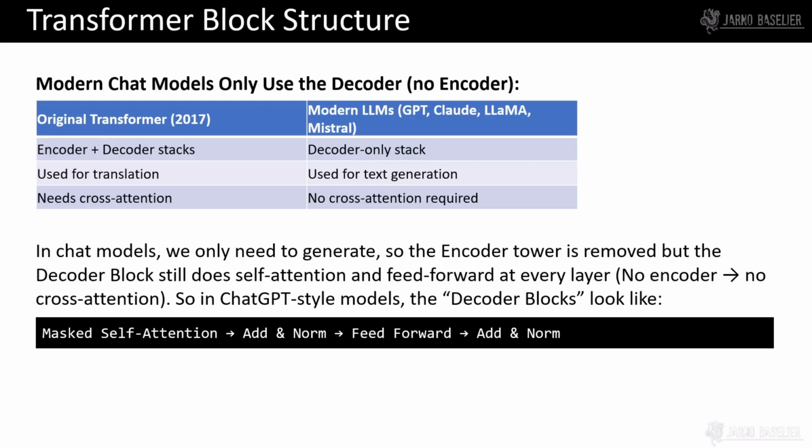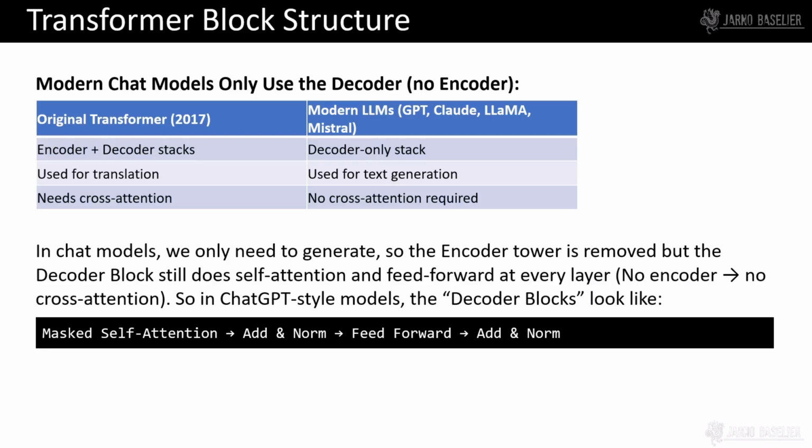Modern chat models only use the decoder blocks and no encoder blocks. So the original transformer in 2017 had encoder and decoder stacks, and modern large language models like GPT, Claude, Llama and Mistral have a decoder-only stack. If it's used for translation, we still have an encoder and a decoder stack. But if it is just being used for LLMs and thus text generation, we only have the decoder stack. When it needs cross attention, we can still use encoder and decoder, but when no cross attention is required, the decoder-only stack will suffice.